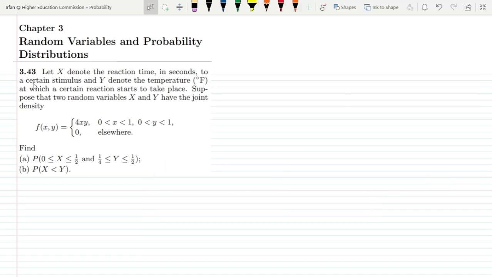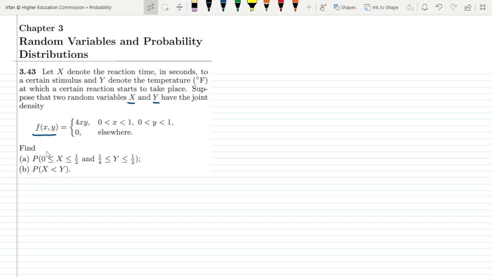So this is question 3.43, and it says: let x denote the reaction time in seconds to a certain stimulus and y denote the temperature in Fahrenheit at which a certain reaction starts to take place. Suppose that two random variables x and y have the joint density function, represented with f(x,y), which is 4xy for x ranging from 0 to 1 and y ranging from 0 to 1 as well, and it is 0 elsewhere.